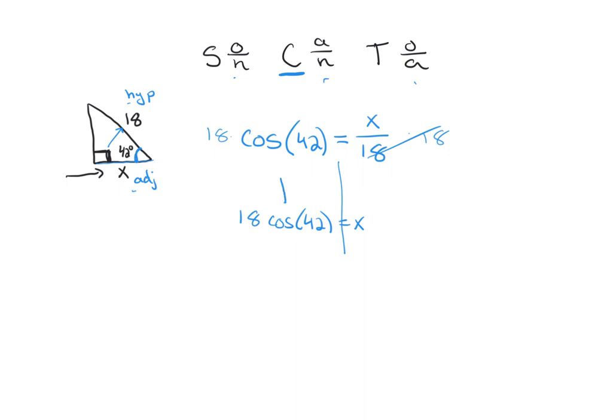Now we just have to plug that in our calculator. Make sure you're in degree mode and not radian mode. When you plug it in, you should get 13.4. Anytime you're doing this, always stop and think, does that make sense? 13.4, yeah, that makes sense. The hypotenuse is the longest side, so this would have to be close to that, but smaller.